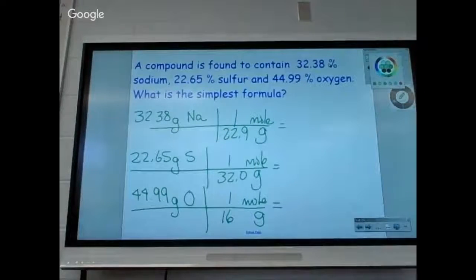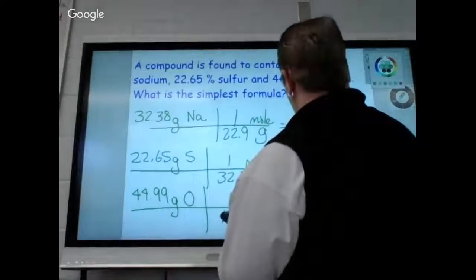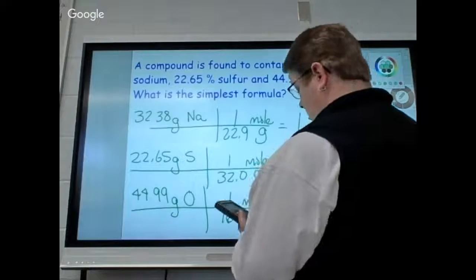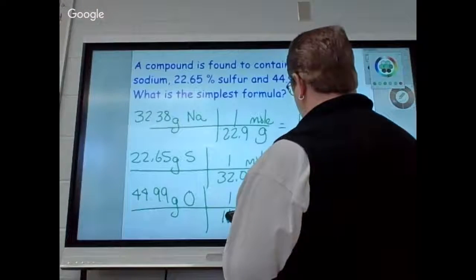No? Everybody's with us. All right, so I'm going to put it in the calculator. 32.38 divided by 22.9. And I'm going to write this to several decimal places. The biggest mistake that's made is people tend to round this too much.